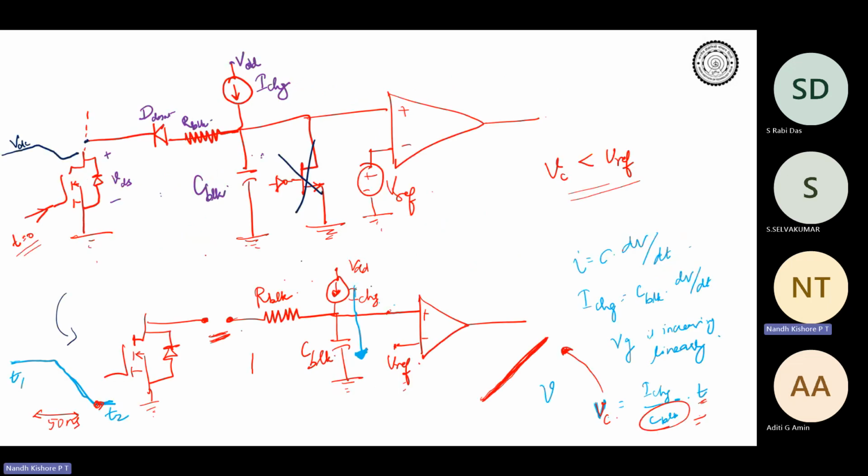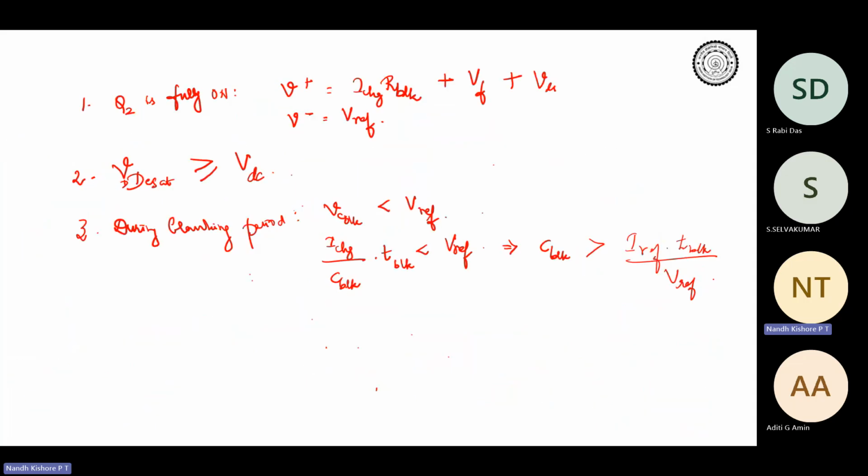So what should be the rating of this NMOS? What should be the voltage rating for NMOS? So you will see the NMOS voltage when NMOS is out of the picture, right? So your NMOS should be rated for V plus.